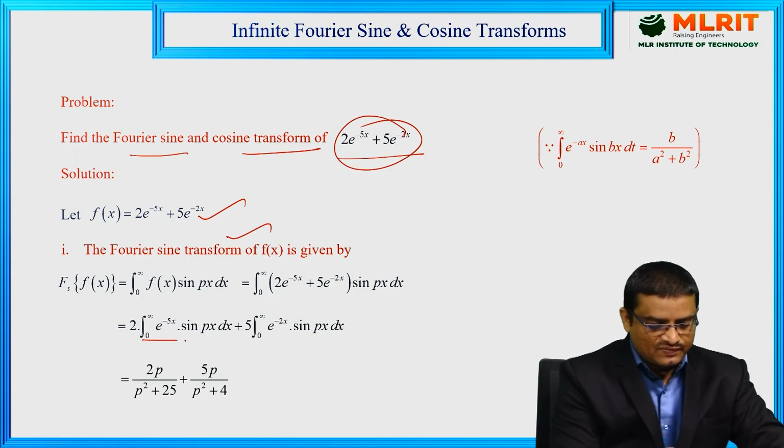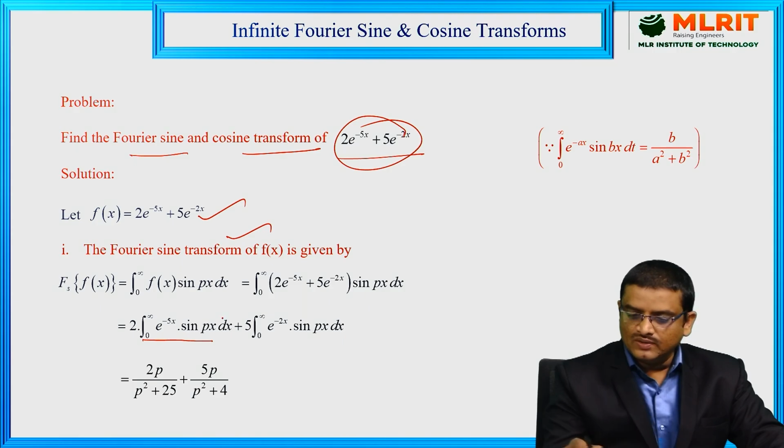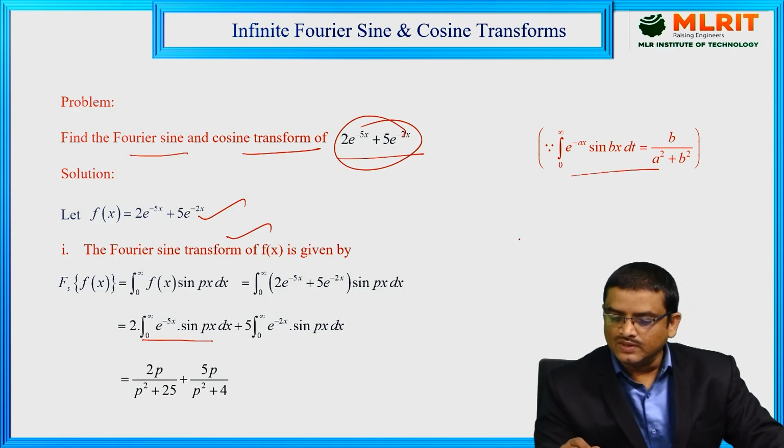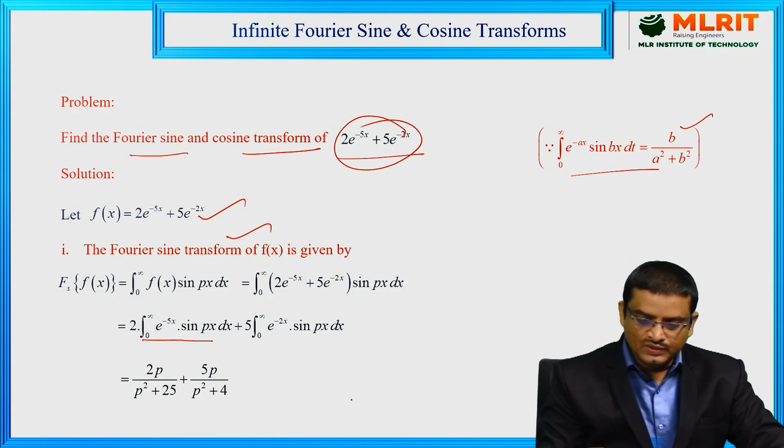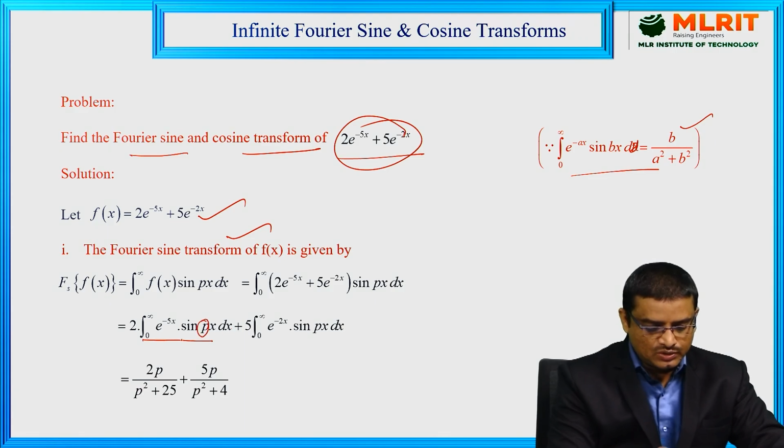Once after substituting this in this formula, we have the formula we have just seen in the previous videos. Whenever the limits are 0 to infinity and sine bx is multiplied with an exponential function, then directly we can use this formula here. If you compare this, you will get b is equal to p.